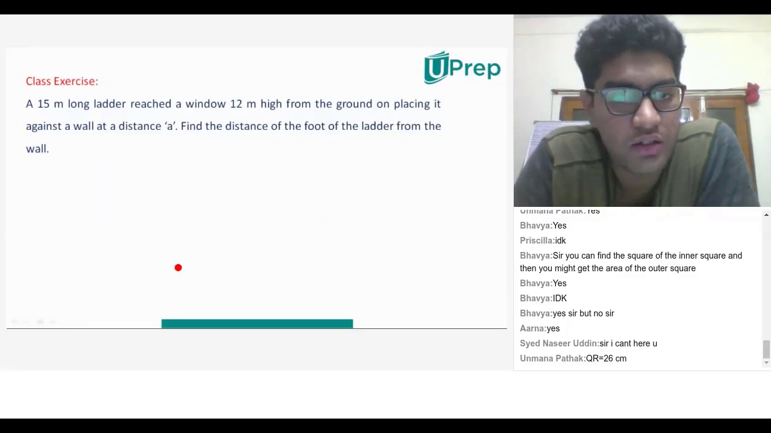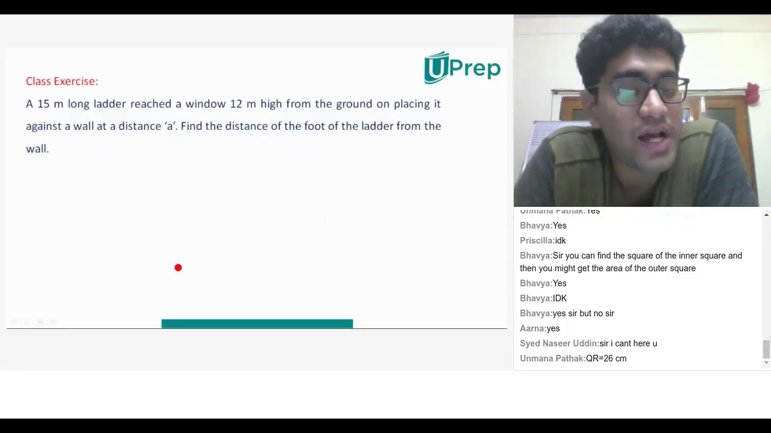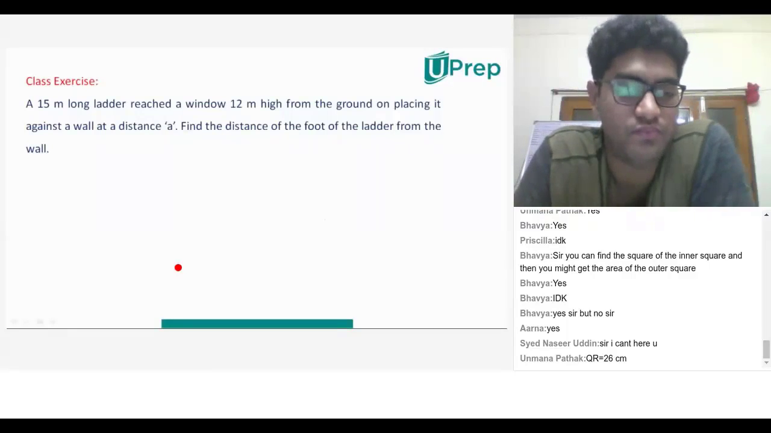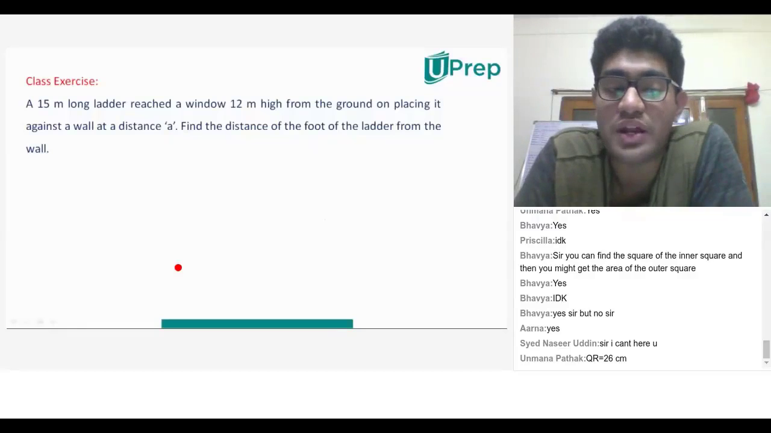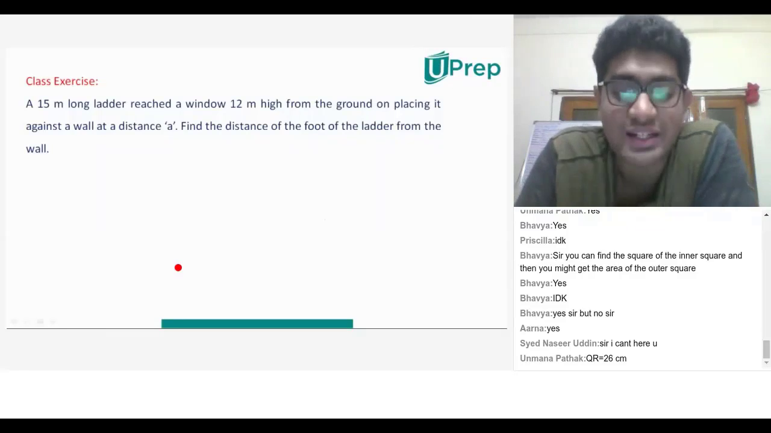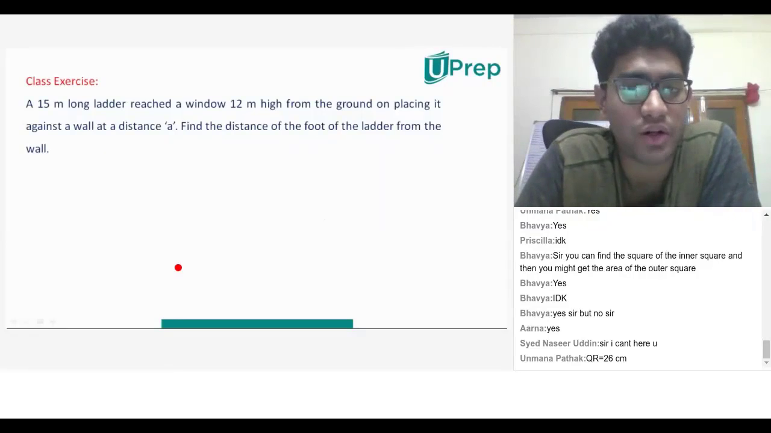A 15-meter long ladder reached a window 12 meters high from the ground, placed against a wall at a distance A. Imagine, this is the heights and distances concept that we are introducing here. Triangles are very much related to angles. There's a lot of trigonometry, sine, cos, tan. We'll see how we can integrate that as you move further ahead in your classes. Don't worry about all that.